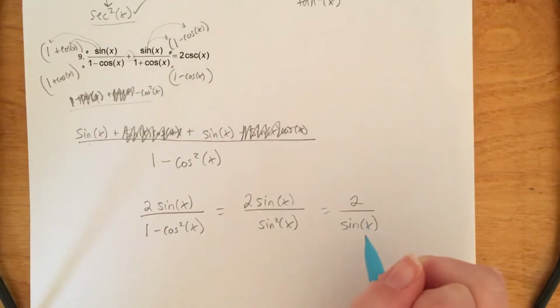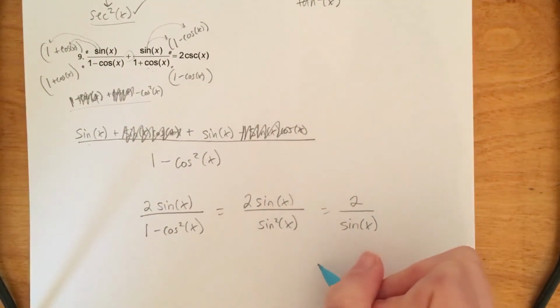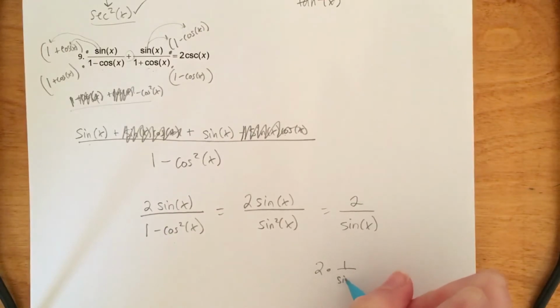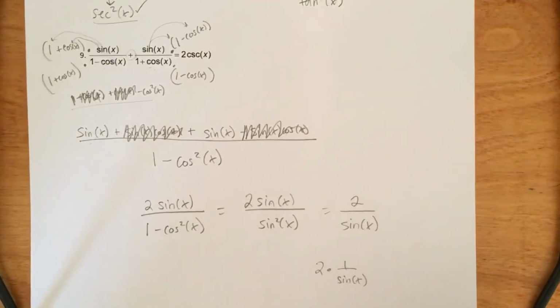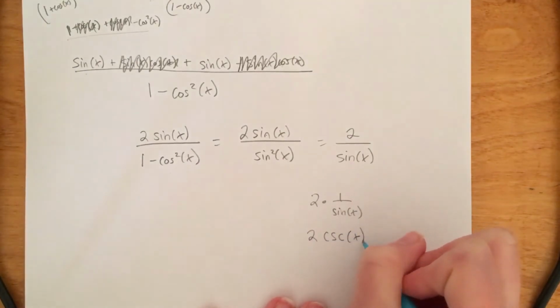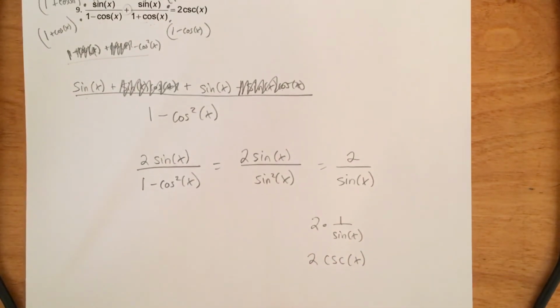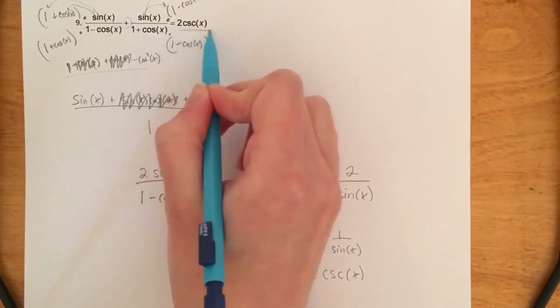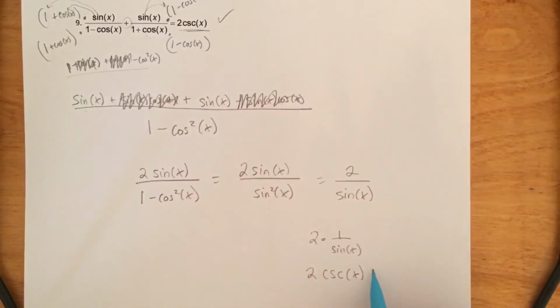And from there, 1 over sine, if you need to think of it as 2 times 1 over sine of x, 1 over sine of x is worth cosecant. And that's actually what we wanted. If we go back up to the top right here, 2 cosecant of x, we proved that it is worth the same thing. Okay, so make sure to write this all down and come prepared for questions on Monday.